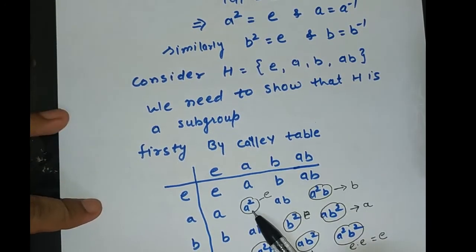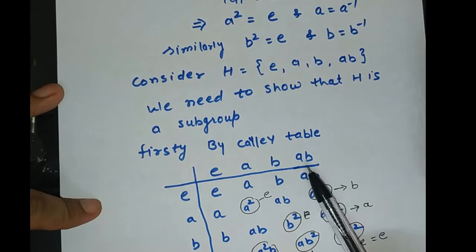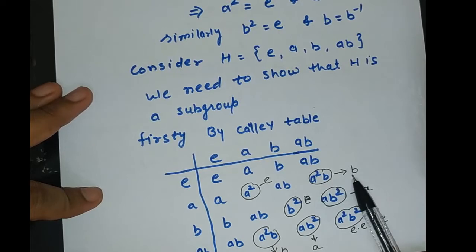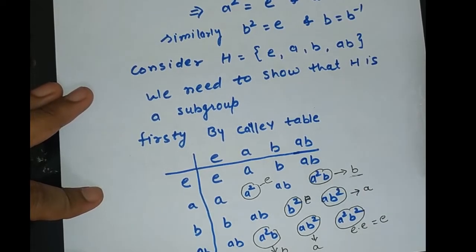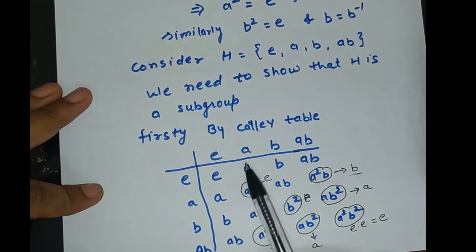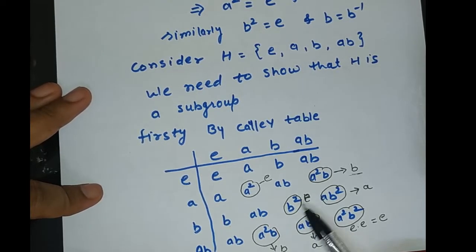A into A is A squared, and we know that A squared is E. A into B is AB. A into AB is A squared B, and again A squared is E, so this gives the element B. Now operate with B: B into E is B, B into A is BA, and since BA is equal to AB, I write AB. B into B is B squared, which is E. Again B into AB is AB squared, and B squared is E, so this gives the value A.